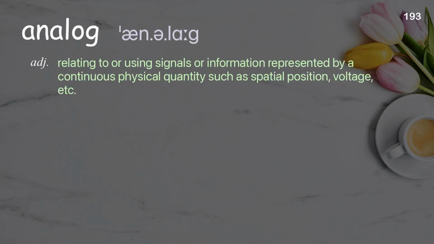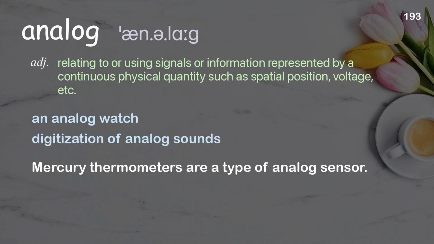Analog. Relating to or using signals or information represented by a continuous physical quantity, such as spatial position, voltage, etc. Examples: An analog watch. Digitization of analog sounds. Mercury thermometers are a type of analog sensor.